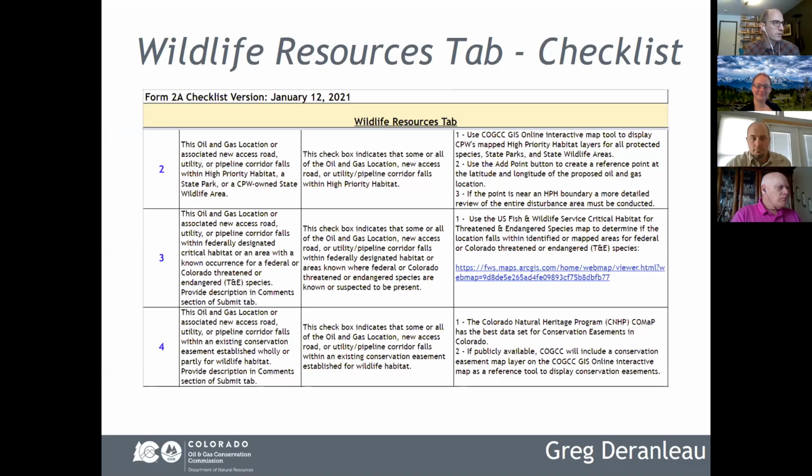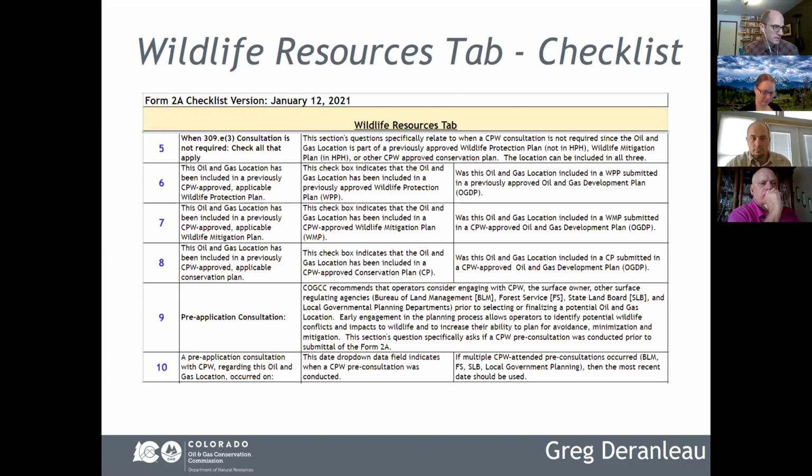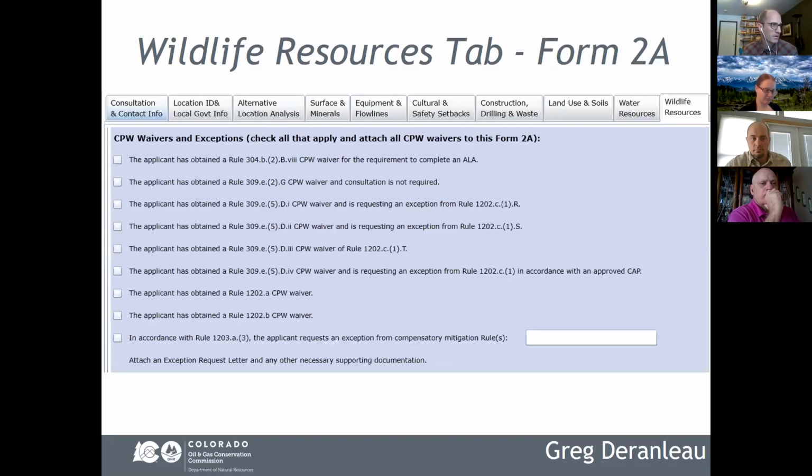I'm going to kind of cruise through the checklist here, and I know the Form 2A checklist is not complete and released, I believe. So I've included portions of the checklist here in this presentation, so you'll have access to it with the PDF that's posted for this. So next slide, Hannah. And next slide again. And there we are, back to the tab.